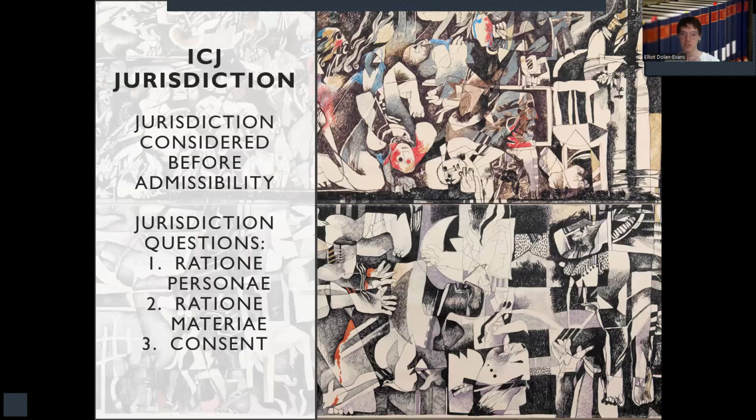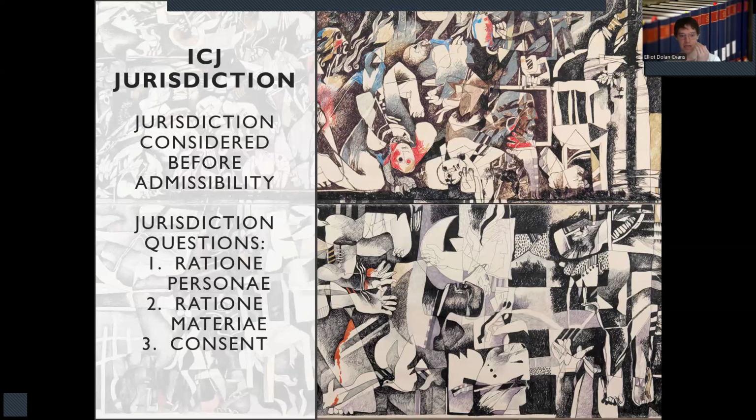And there are three types of jurisdictional questions. The first relates to the scope of personal jurisdiction: over whom can the court have jurisdiction? The second relates to material jurisdiction: with what subject matter is the court competent? And the third relates to international tribunals and consensual jurisdiction: have the states agreed to the competence of the court? This agreement is necessary to take into account the idea of state sovereignty. And if all three aspects of jurisdiction are present in a given case, then the court has jurisdiction to decide the dispute on its merits.